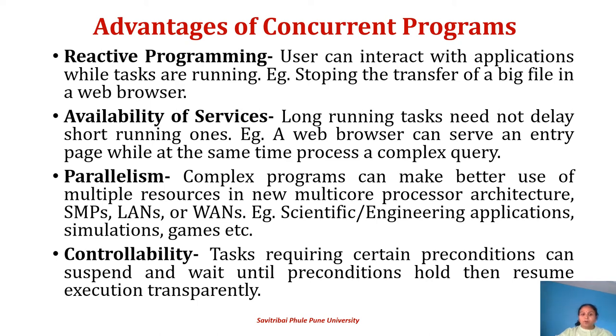Parallelism. Complex programs can make better use of multiple resources in new multi-core processor architectures, SMPs, LANs or WANs. Example, scientific engineering applications, simulations, games, etc. Controllability. Tasks acquiring certain preconditioned values can suspend and wait until the preconditions hold, and then the executions can be done in a transparent manner.